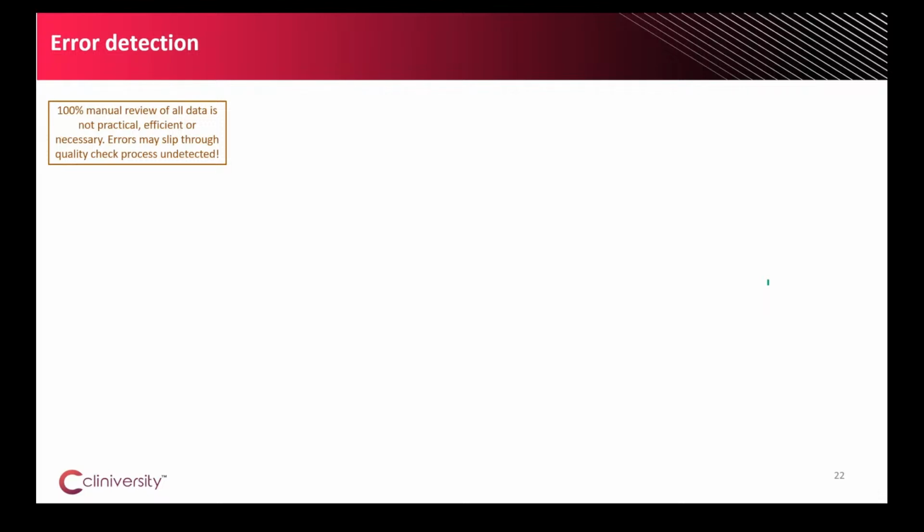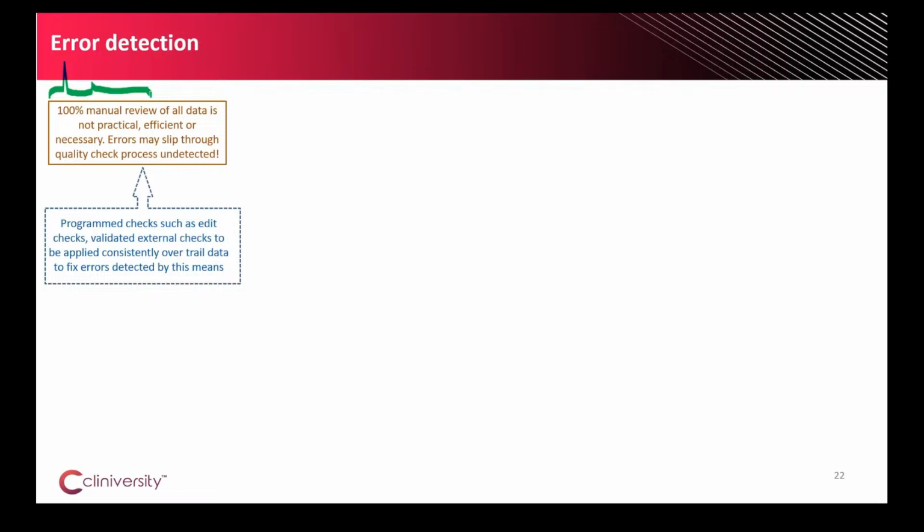So what are error detections? It is not practical, not even necessary, or even efficient to design a quality check for every possible error, which is not possible. Also, it is not possible to perform 100% manual review because manual review itself is prone to a lot of misses. So there will always be errors that may not be addressed by the quality checks or reviews, and there will be error slips that go through the quality check process undetected. So in spite of QC, there could be chances where errors may slip.